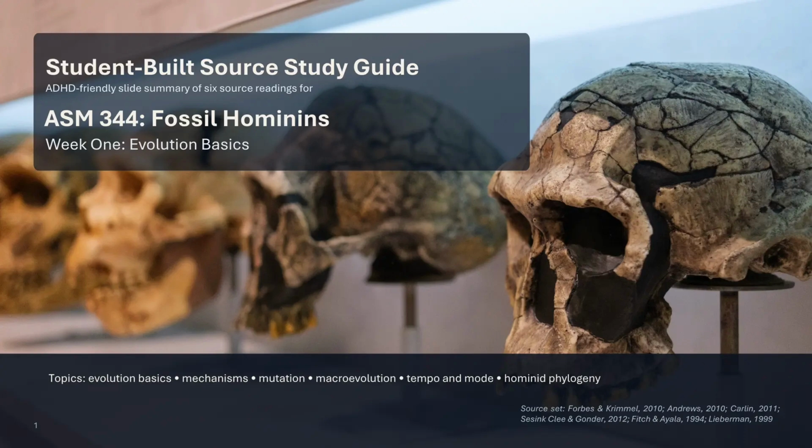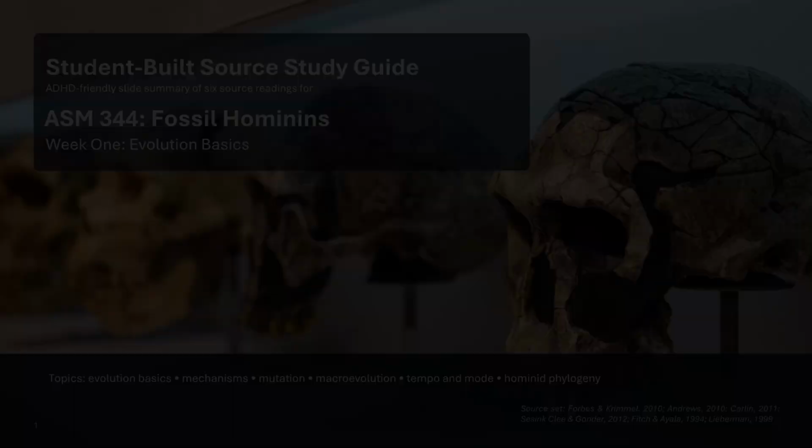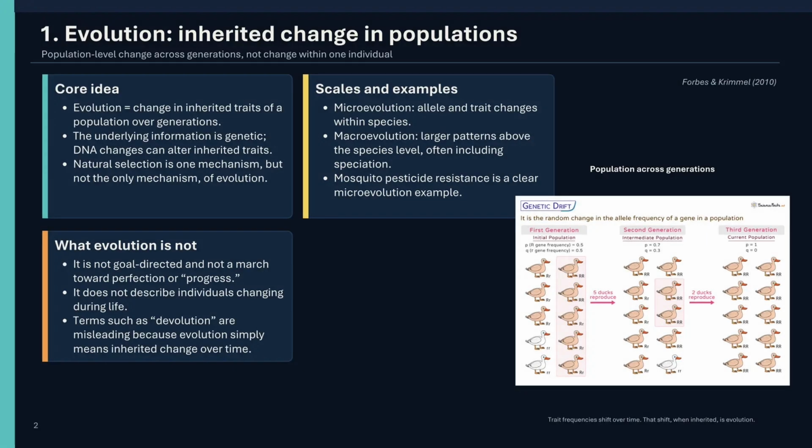The first source we're covering is the Nature Citable article, Evolution is Change in the Inherited Traits of a Population Through Successive Generations, by Forbes and Krimmel, 2010. The label on this box states exactly what you'll find inside. The definition of evolution is change in the inherited traits of a population across generations.